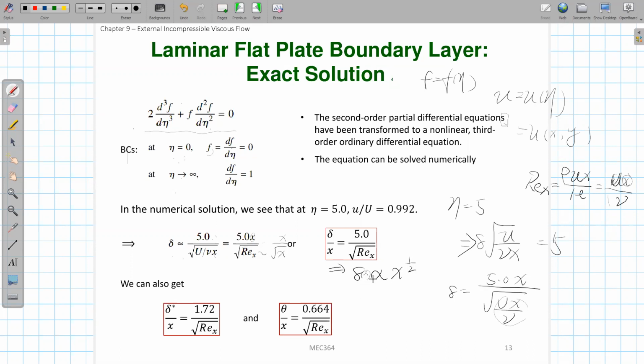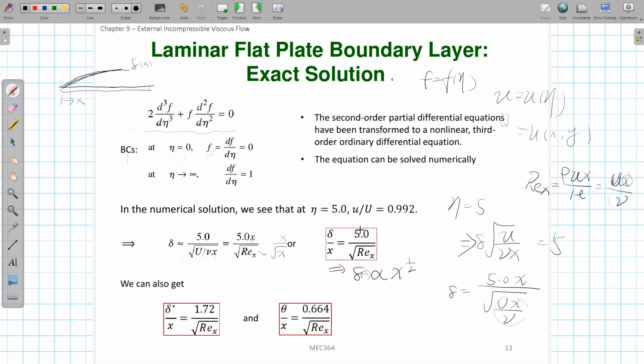Right? Your delta of x, your boundary layer thickness, is proportional to the square root of x, to the power of 1/2. So that is why, when you see the boundary layer, the profile looks like this: delta of x, and if this is x, this profile is increasing with x to the 1/2 in the laminar boundary layer. And after you find this delta result here, right?